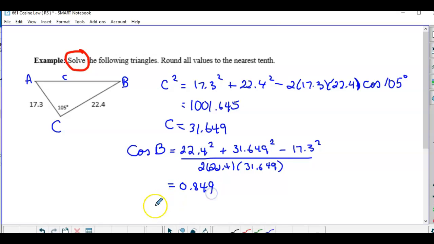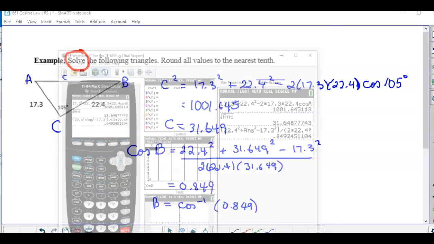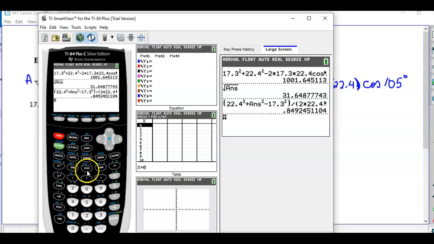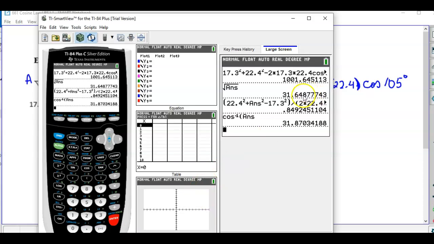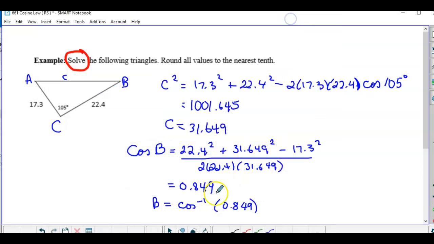Now to get B, we have to do second cos of that value. And again, you could do that all in one step. Sometimes you tend to make some errors when you do that. So now second cos of that answer, and I get 31.9 degrees. Okay, this was a distance, so it's just units because nothing was given.